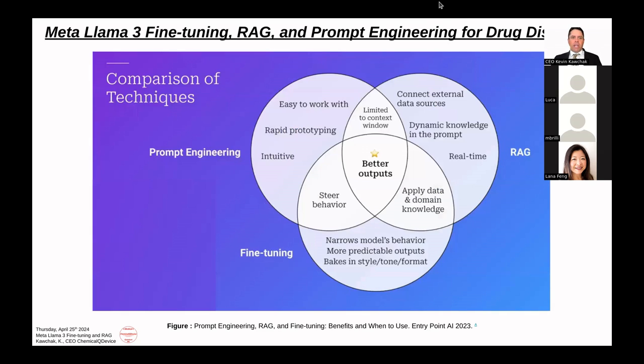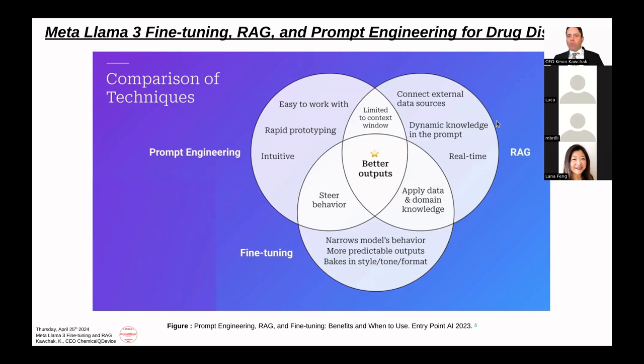So where does all this fit in? Okay, so we have prompt engineering. Now, if you go to these meetups, they'll talk about it. It could be something like, you have to get really good at selecting the right query to put into meta.ai. That's one way of looking at it, and I believe it gets much more in depth than that. But they say easy to work with, rapid prototyping, intuitive.